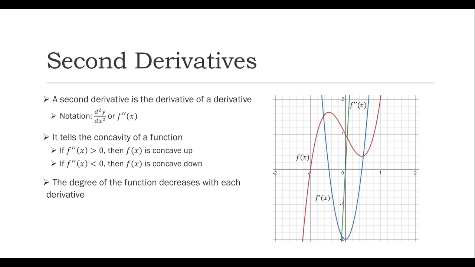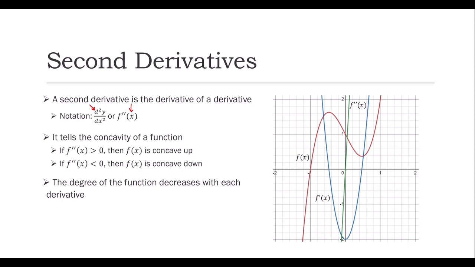So first we'll talk about what second derivatives are. The second derivative is the derivative of a derivative. So your notation would be d squared y over dx squared, or f double prime of x. And your second derivative will tell you the concavity of a function.